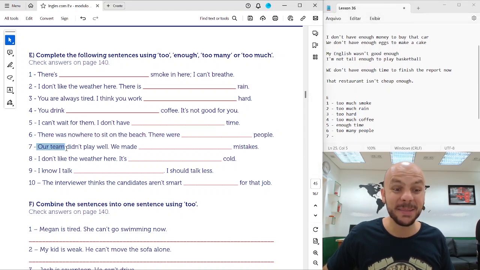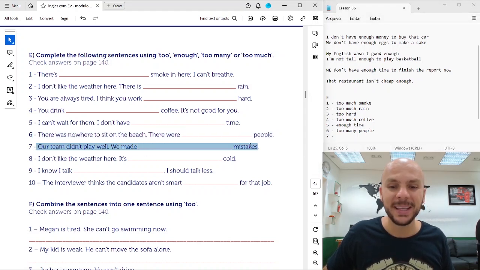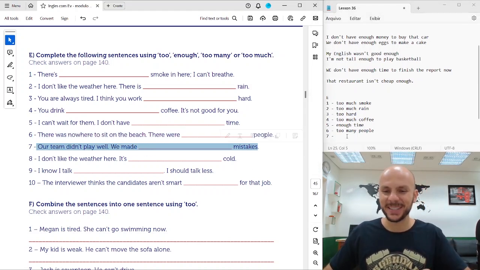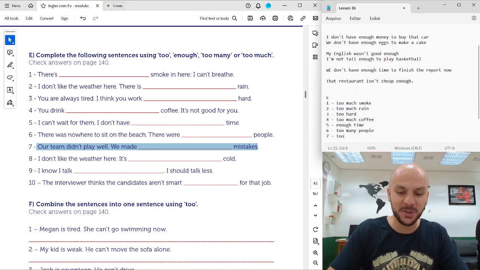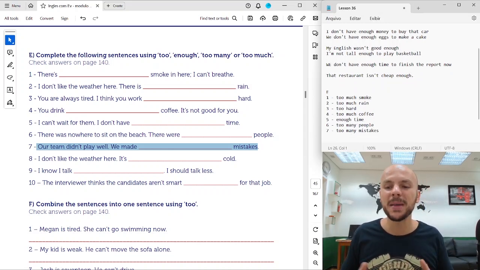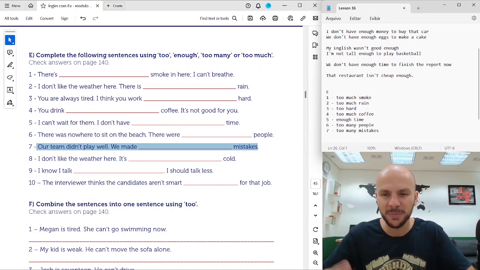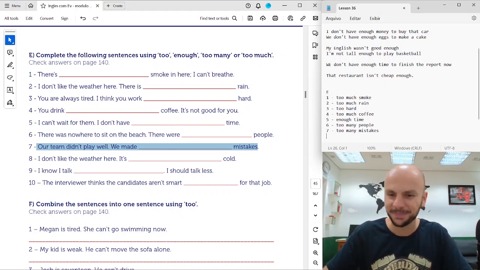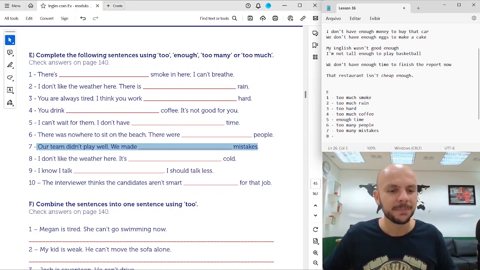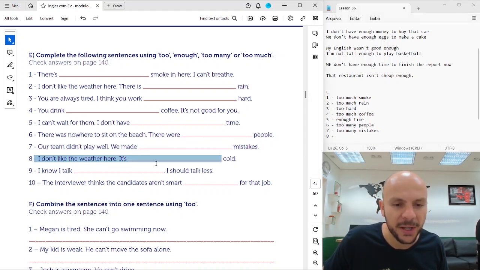7. Our team didn't play well. We made too many mistakes. Okay? A lot of mistakes. Excess.